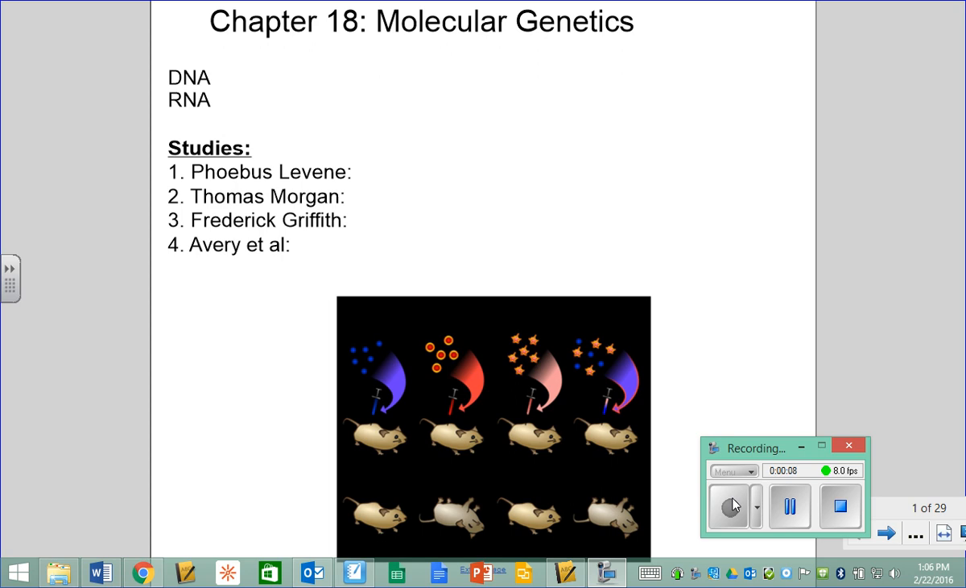So we're moving on to molecular genetics, which is chapter 18. We actually skipped over chapter 17. We're going to talk about the molecules first and then how heredity actually works second. Chapter 16 and chapter 18 together make up Unit 1A. So when we're done chapter 18, that's when we'll do the first unit test.